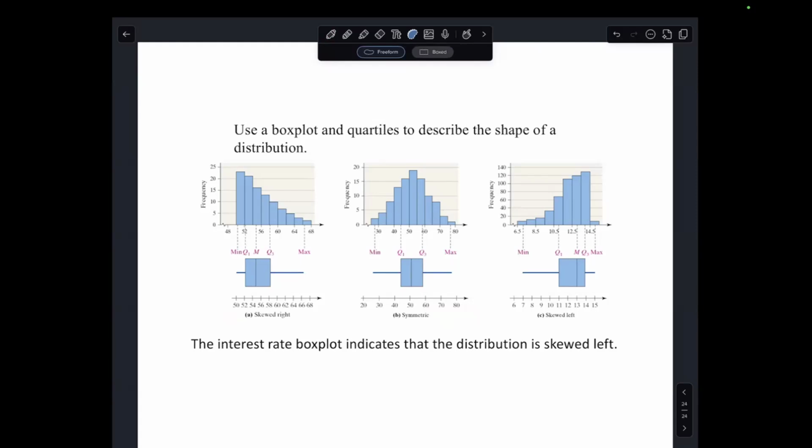So, questions on 3.4 and 3.5 before we move on to the lab.